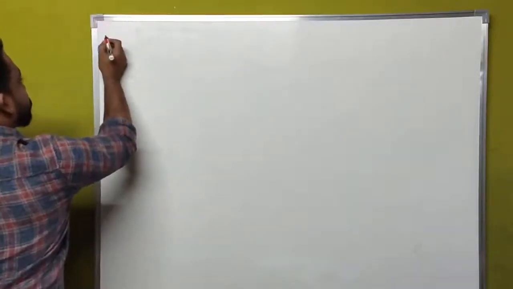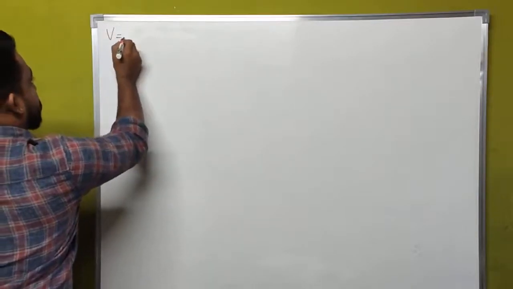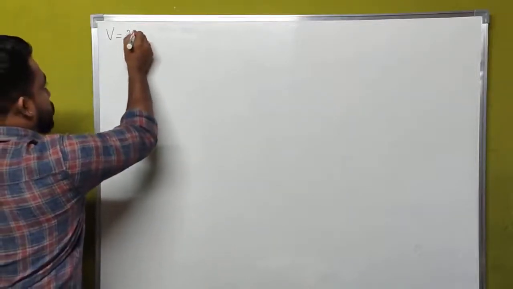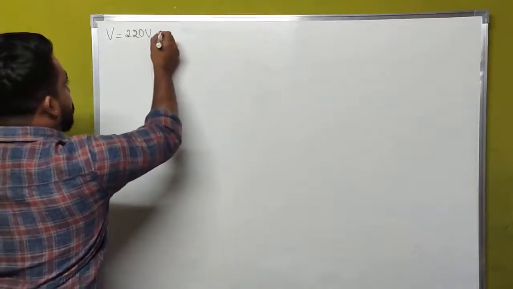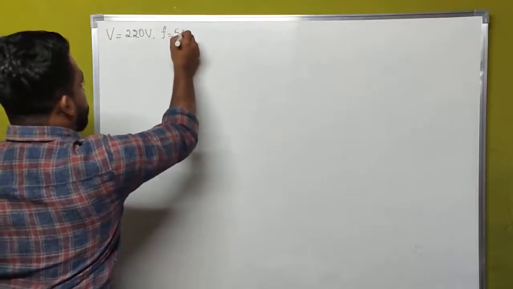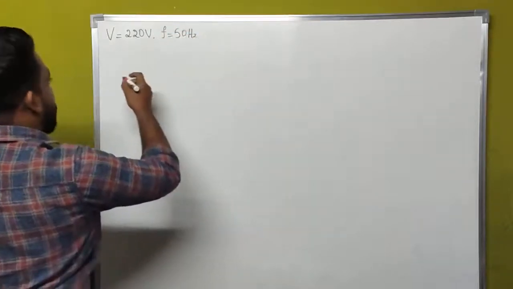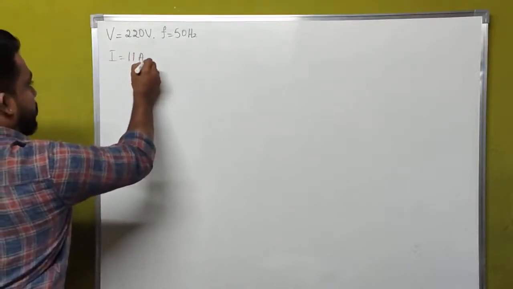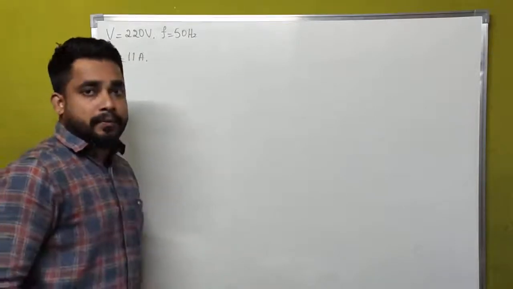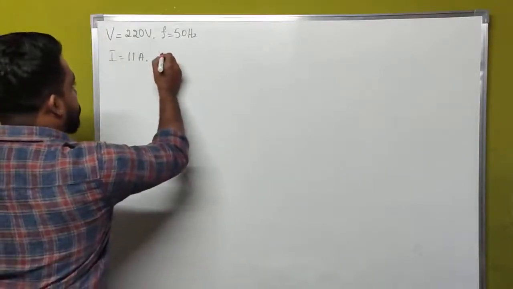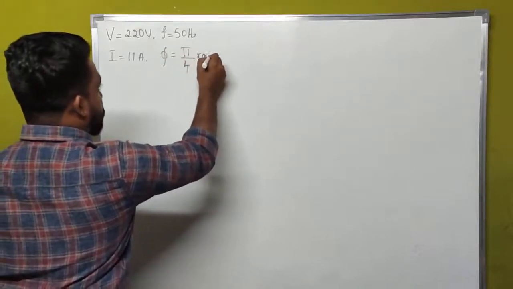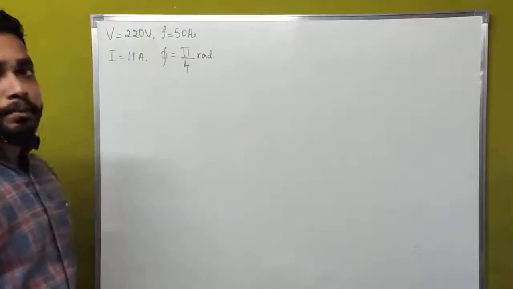Initially what we know is the voltage, that is the AC source applied to the LCR circuit, 220 volts, and the frequency is 50 hertz. The current flowing through the circuit is 11 ampere and the phase angle between voltage and current is pi divided by 4 radians.